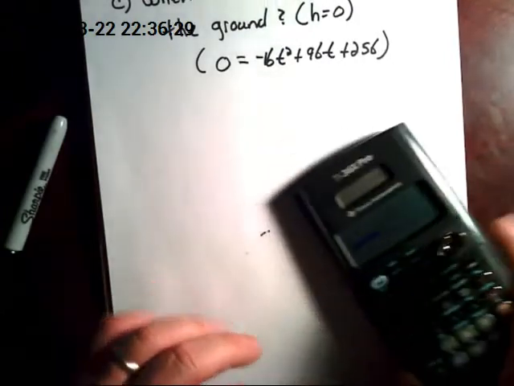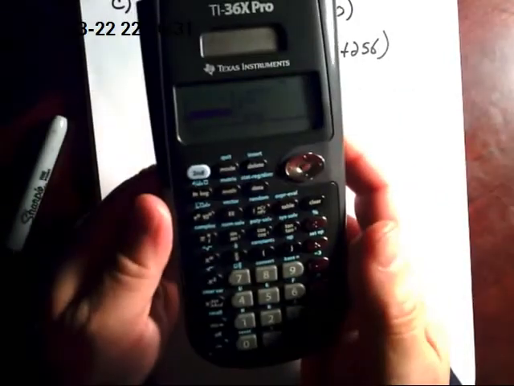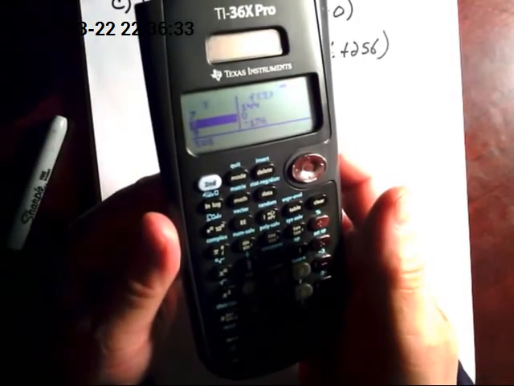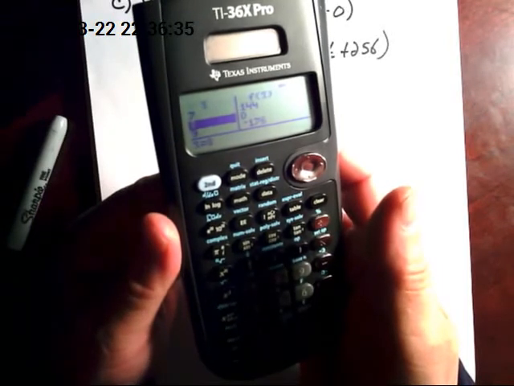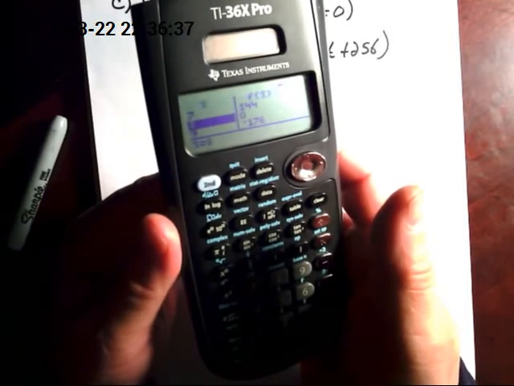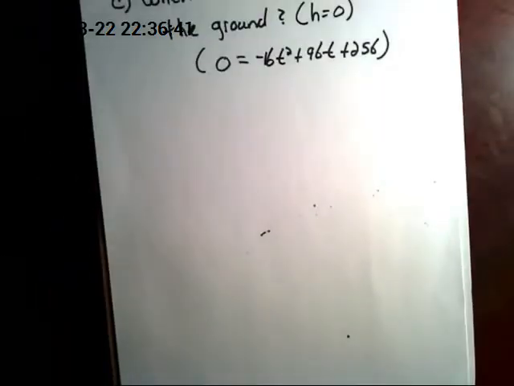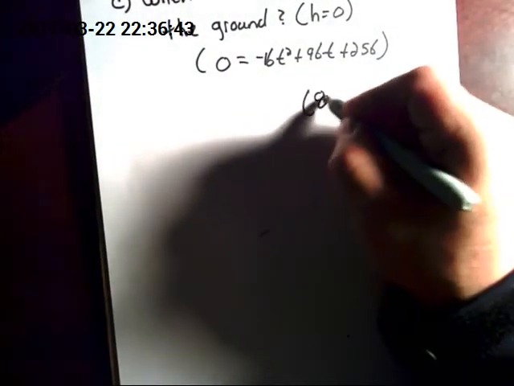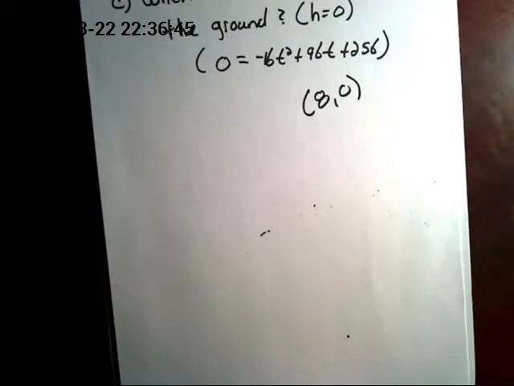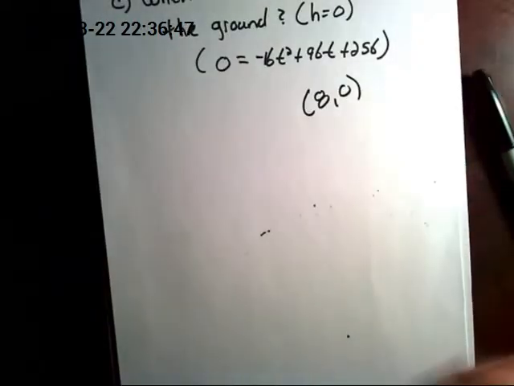Or I can scroll down through here and see, in fact, that after 8 seconds, it will have hit the ground. My input 8, my output 0. So at 8 seconds, the height is 0. And that concludes it. That wraps it up.